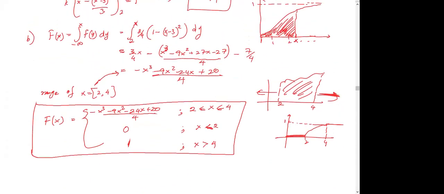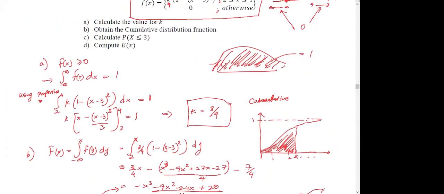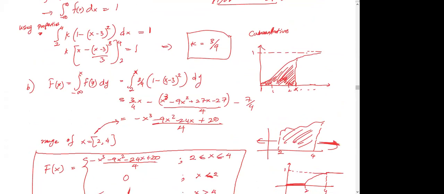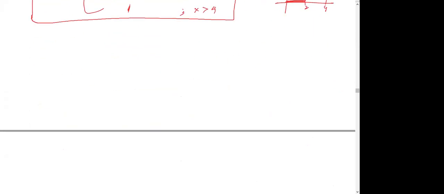What is the other one? Part C. Calculate probability of x less than or equal to 3. Okay. Part C is the probability of x less than or equal 3. Now there is no table. Simply you have to use your integration skills to solve this.